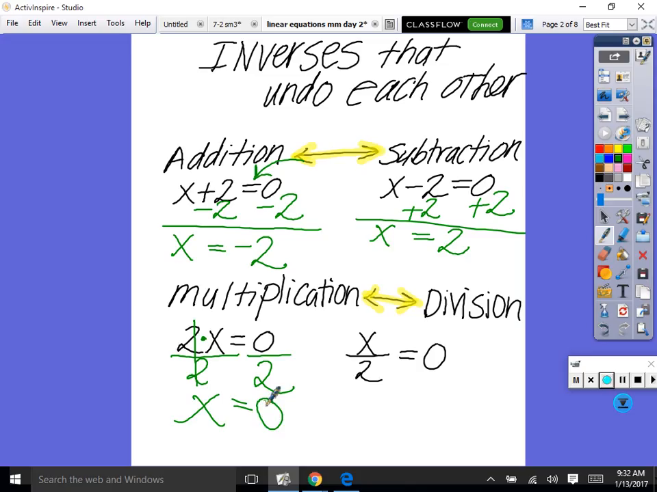Now look, this always throws people for a loop. But read it. X divided by 2. What undoes division? Multiplication. So we're going to multiply both sides by 2. Now look, 2 divided by 2 becomes a 1. So we have x is equal to 0. Does everybody see how these inverses undo each other? Questions on that?